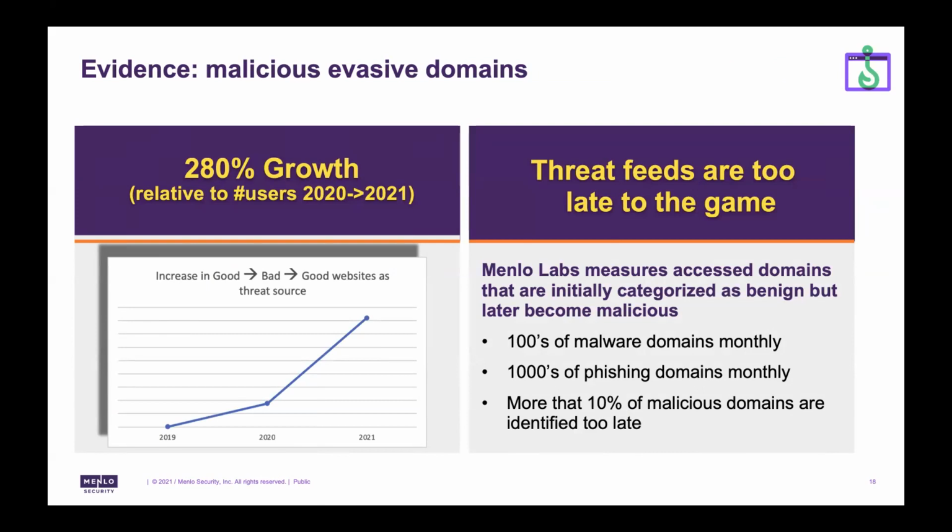And we continue to analyze this, and we think that the threat feeds are just going to be too late to provide security on a regular basis, with hundreds of malware domains being created monthly, thousands of new phishing domains. Now, all these are problematic, and by our math, conservatively, at least 10% of these malicious domains are identified too late, after patient zero has basically been infected.